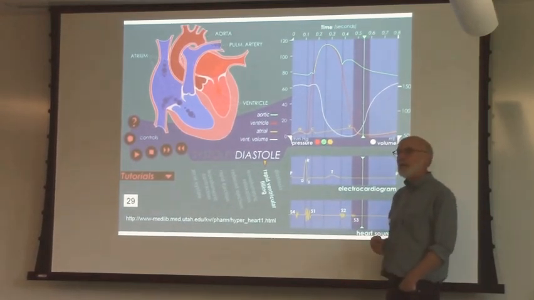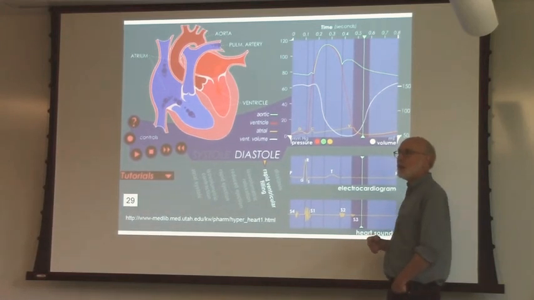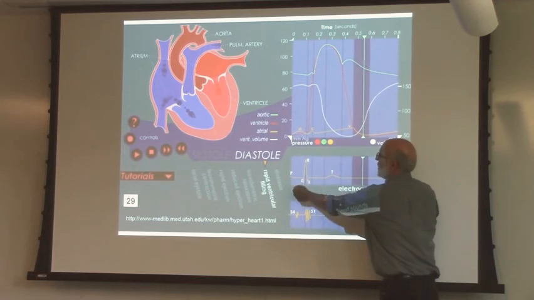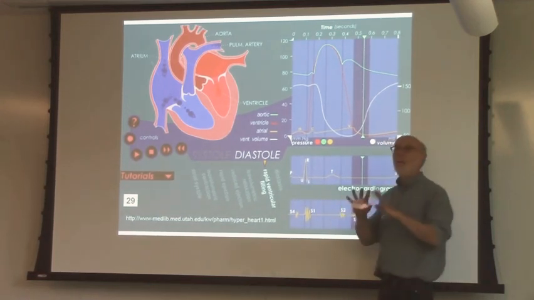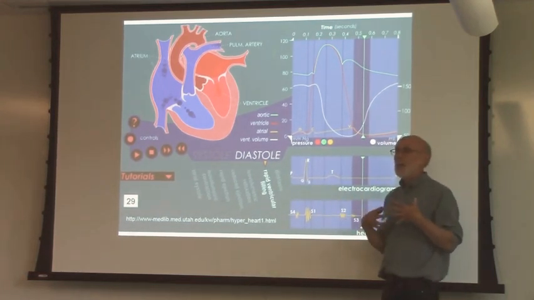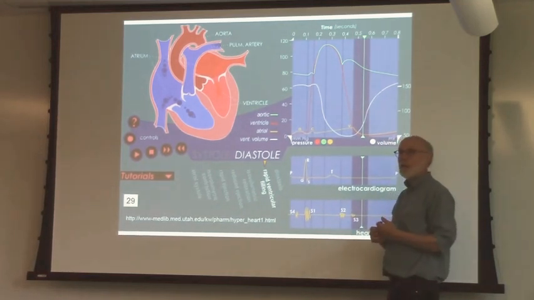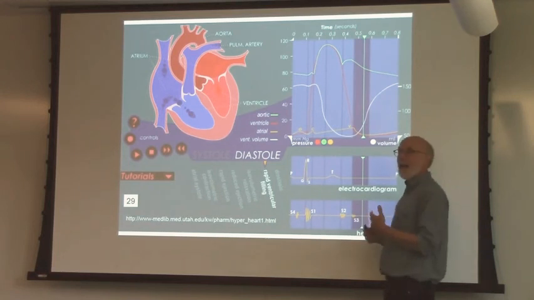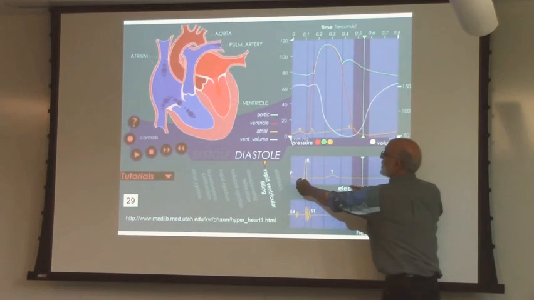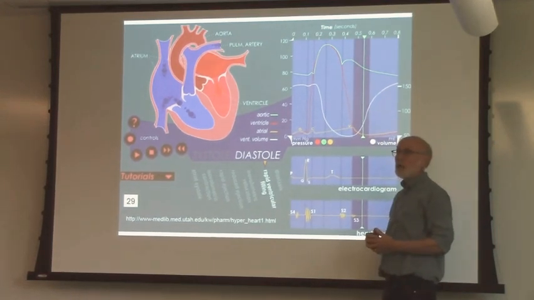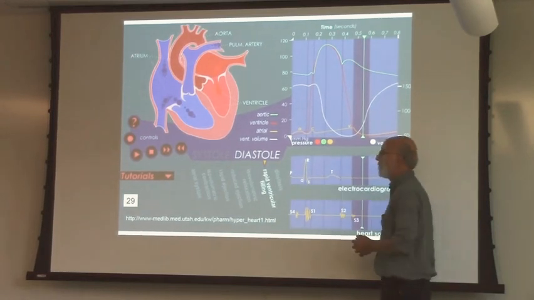So let's look at systole. How would we measure systole? When I say systole and I don't say anything else, I'm talking about ventricular systole. How would we measure ventricular systole? Well, if we have an electrocardiogram, we would measure it from the beginning of the QRS complex to the end of the T wave. That's how we would measure ventricular systole electrically.